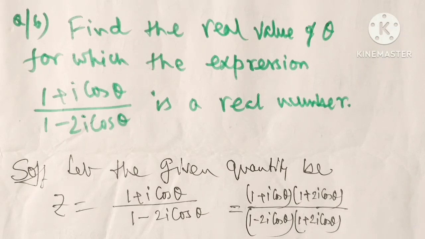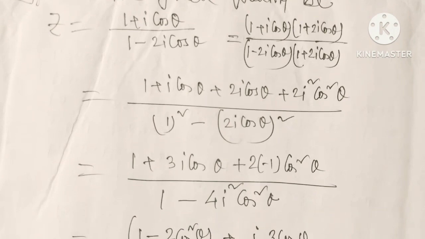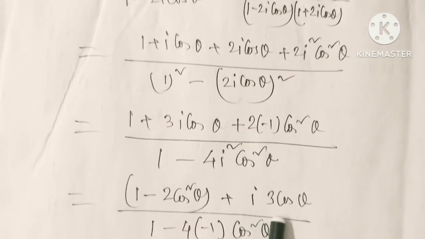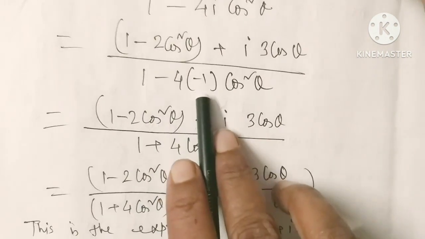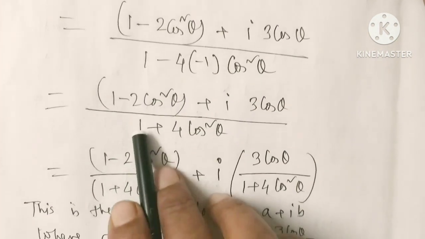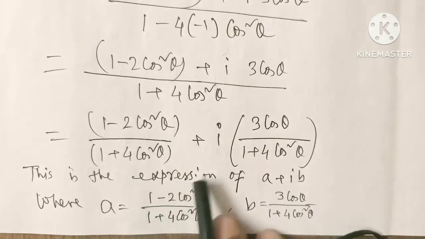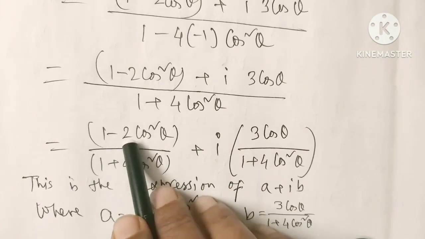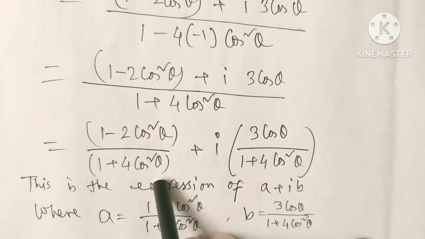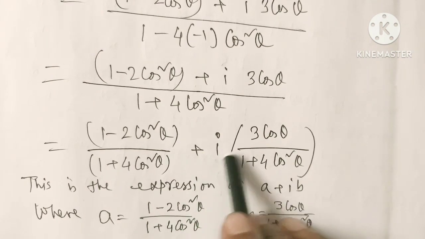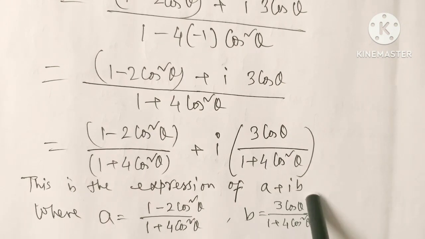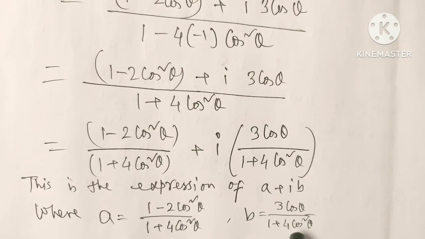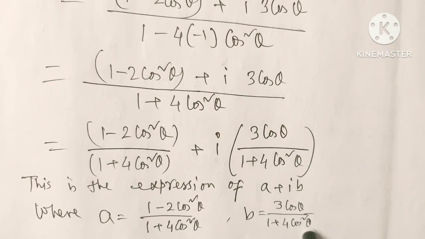We get by simplification 1 minus 2 cos square theta plus i 3 cos theta, and in the denominator 1 minus 4 into minus 1 cos square theta. The denominator is i-free. Now we express (1 minus 2 cos square theta) by (1 plus 4 cos square theta) plus i (3 cos theta) by (1 plus 4 cos square theta). This is the expression of a plus ib, where a equals this, b equals 3 cos theta by 1 plus 4 cos square theta.